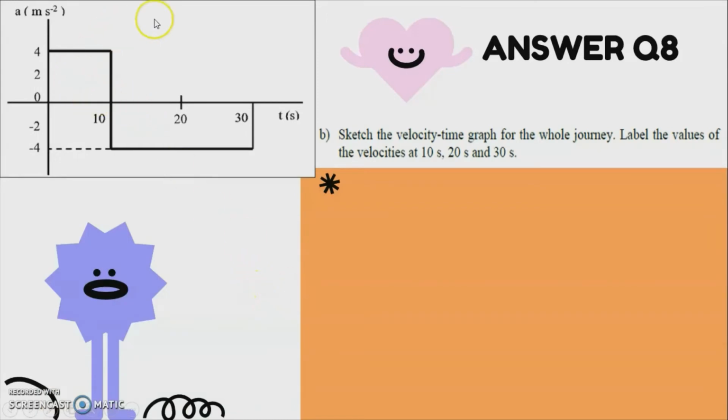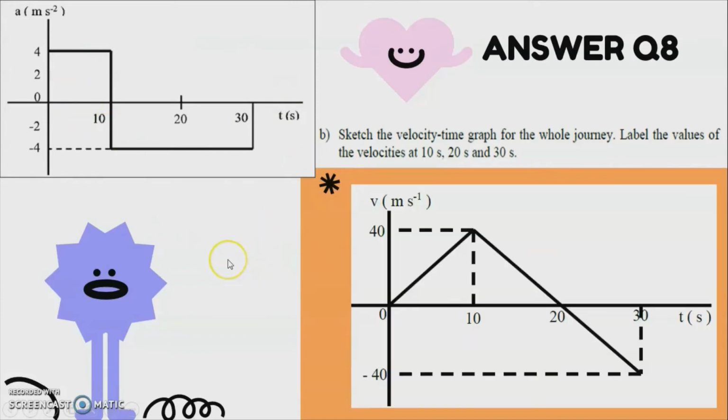Okay, awak ada graph AT. So, kita convert kepada VT. Macam ni jawapan dia. Kita tengok satu-satu. Daripada 0 sampai 10 ni, acceleration dia constant. Acceleration constant means velocity increase linearly. So buat je label kat sini. Sampai 10 second, dia increase secara linearly. Jangan lupa masukkan value sebab dah kira dekat part A tadi.